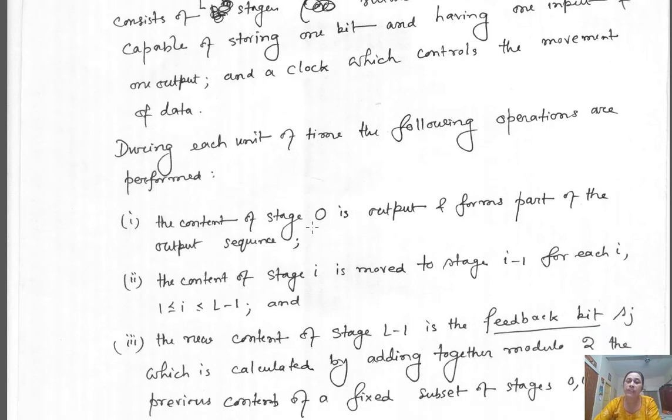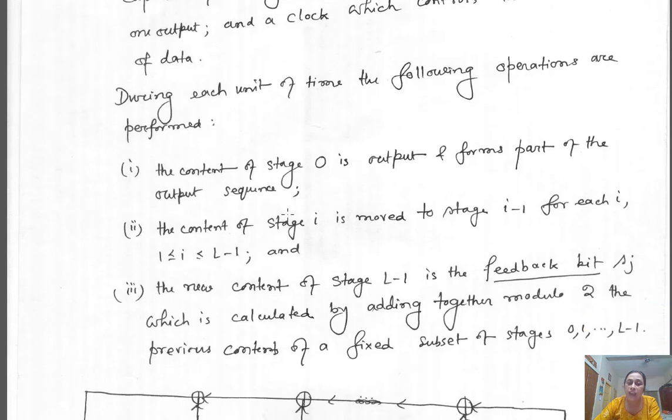The content of stage 0 is output. It forms a part of the output sequence. So the content of stage 0 is output and forms a part of the output sequence.